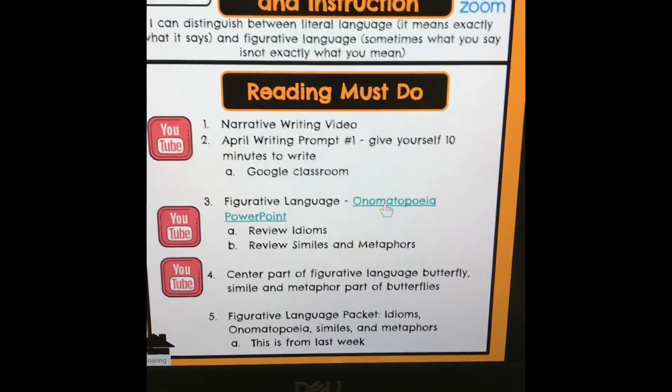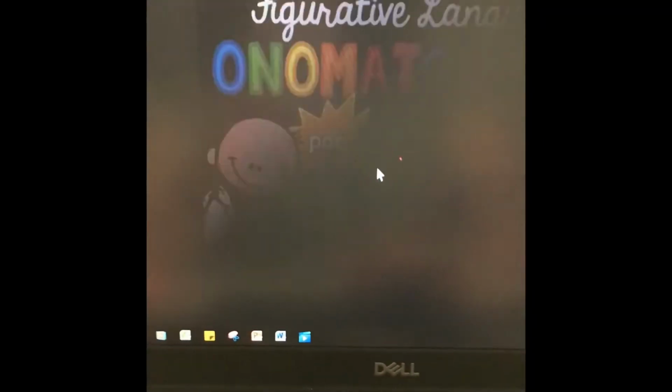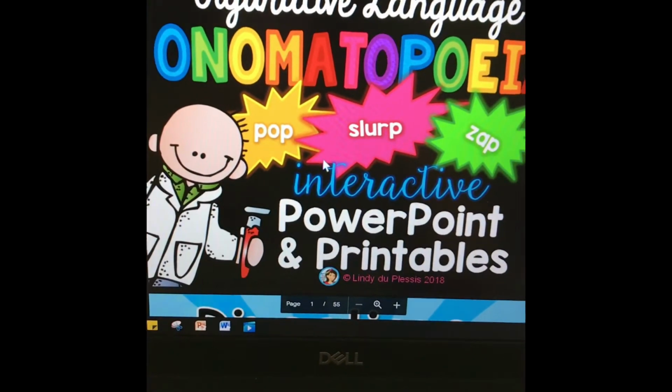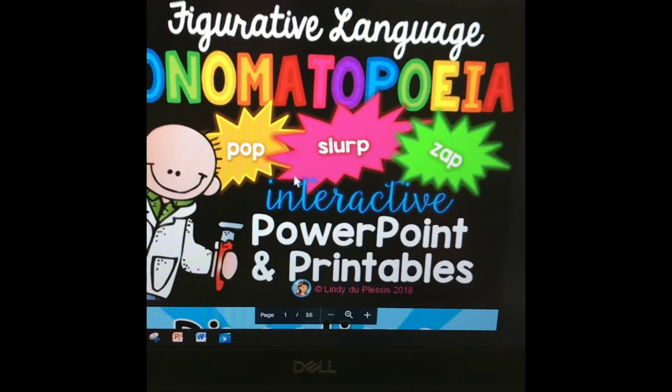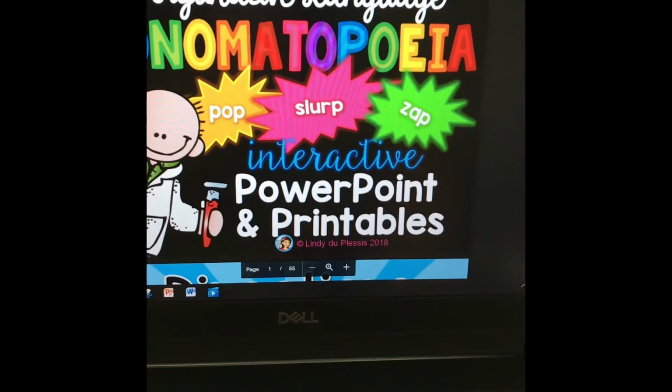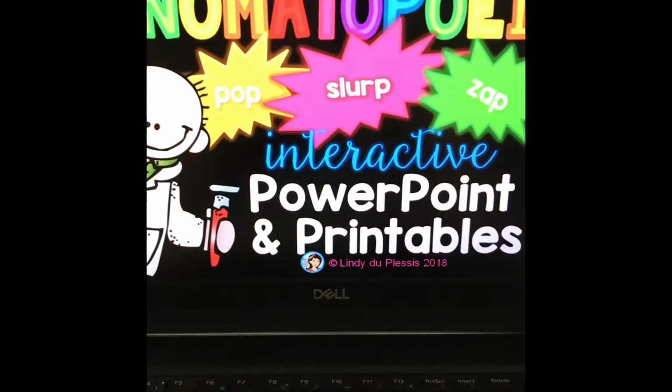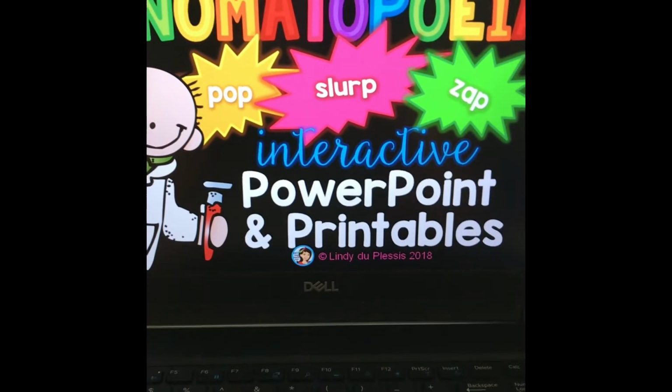And the first thing we're going over is onomatopoeia. So you'll click on the blue words. Onomatopoeia, again, is my favorite. Remember, it is the words that make the sound, like pop, slurp, zap. And what you will do is go ahead and open this in Google Slides and make sure you are clicking on present mode so that you are watching it full screen, and it has some effects for you as well.